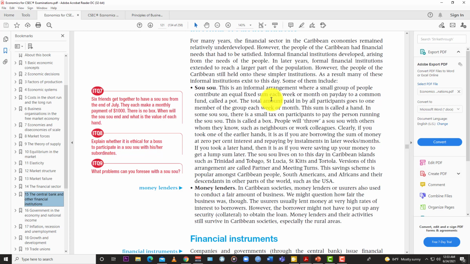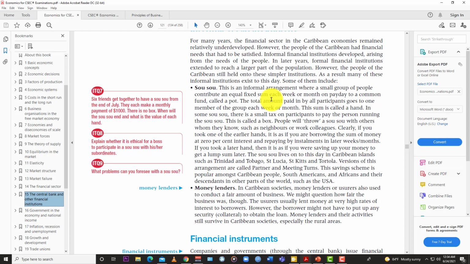In some susu, there is a small tax on participants to pay the person running the susu. This is called a box. People will throw a susu with others whom they know, such as neighbors or work colleagues. Clearly, if you took one of the earlier hands, it is as if you are borrowing a sum of money at 0% interest and repaying by installments in later weeks and months.